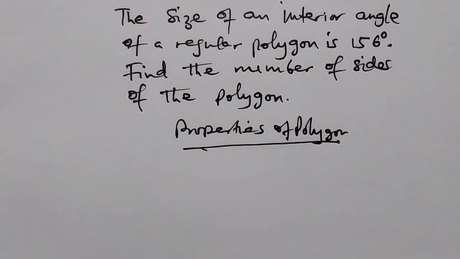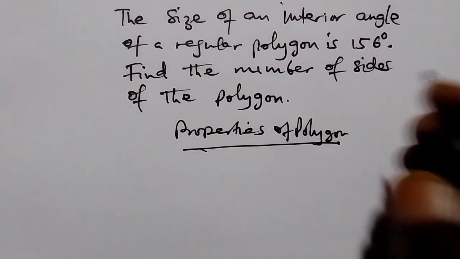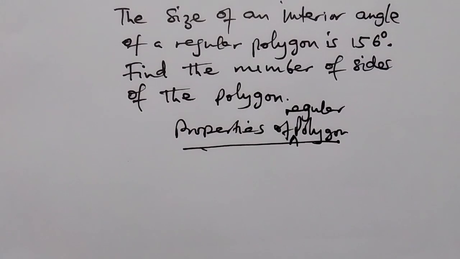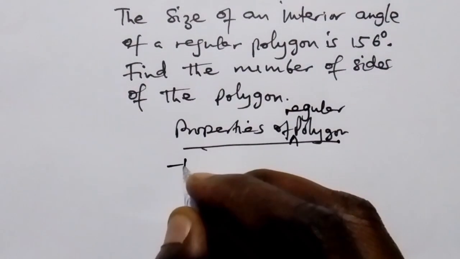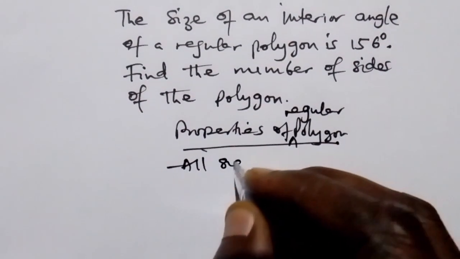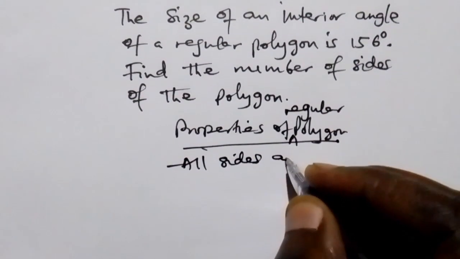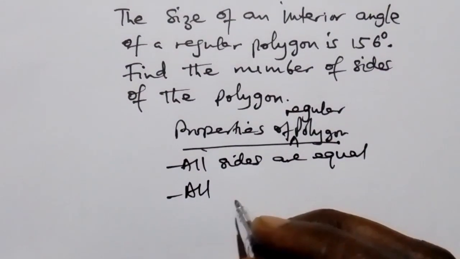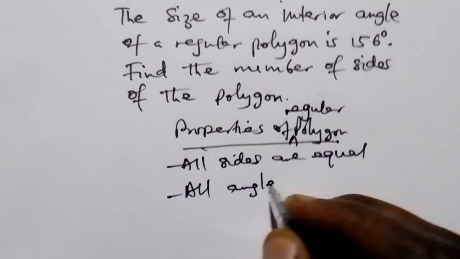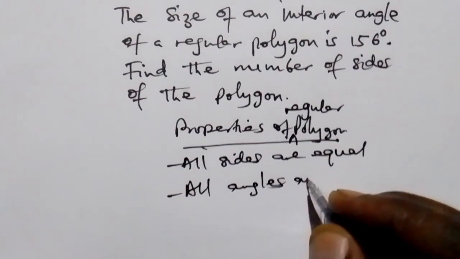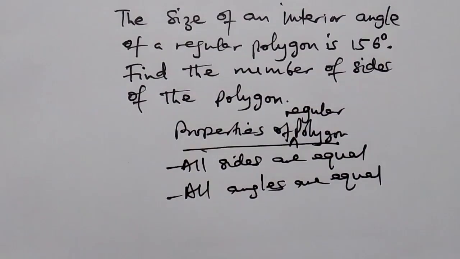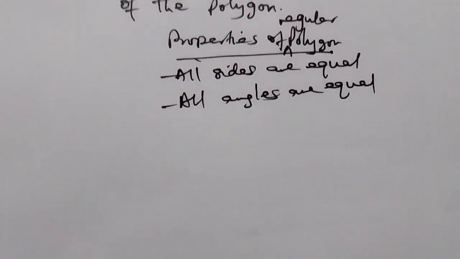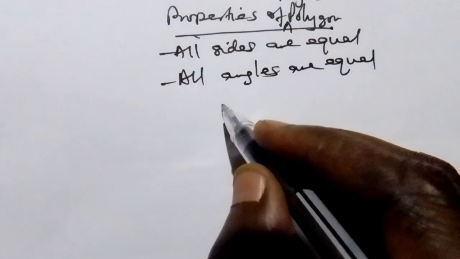Properties of a regular polygon. All sides are equal. All angles are equal. So a regular polygon, we can just sketch it roughly here.